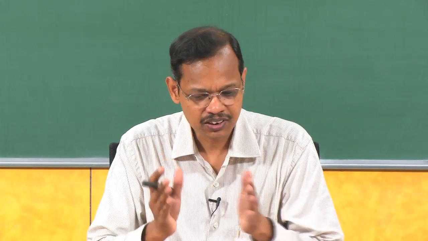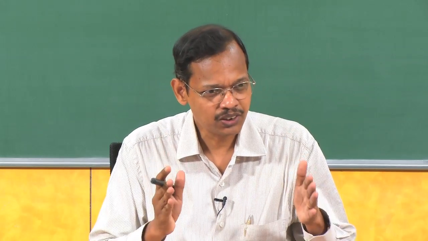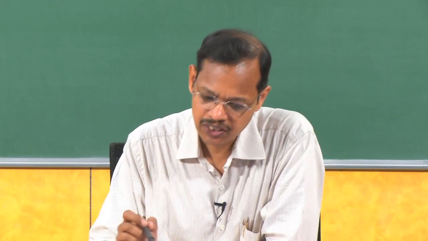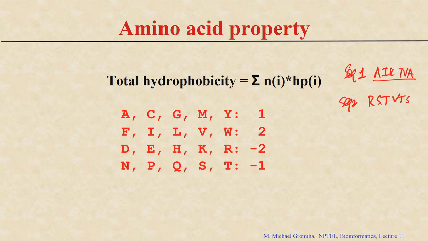So, if you have the values, then the sum of the numbers in a full sequence will tell you the characteristic features of the complete protein, based on the particular property. For example, if I have sequence 1 and sequence 2, and I want to see which is highly hydrophobic, I have values for 20 residues. I'll give one example.